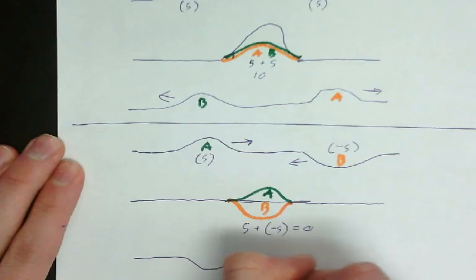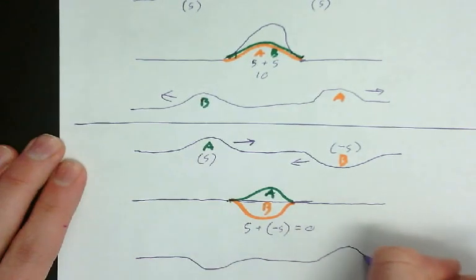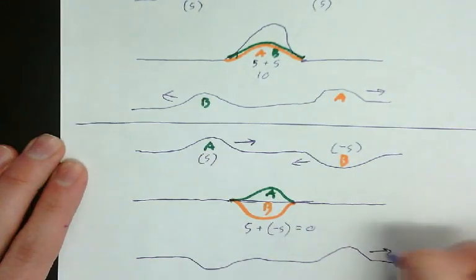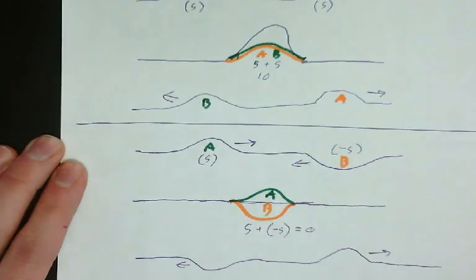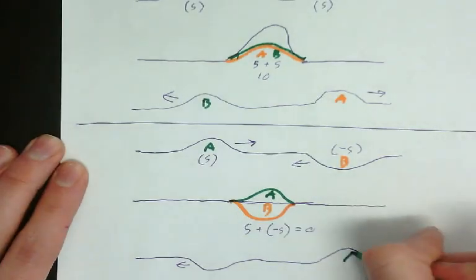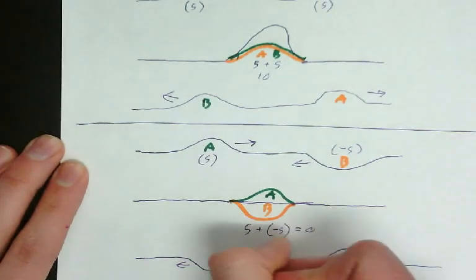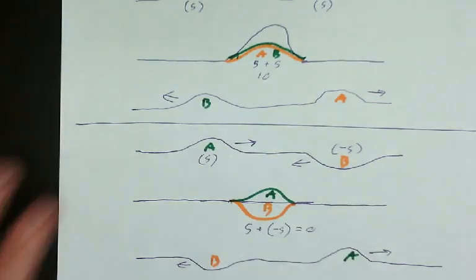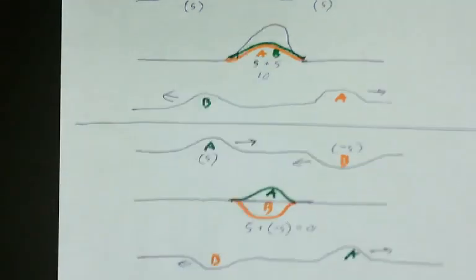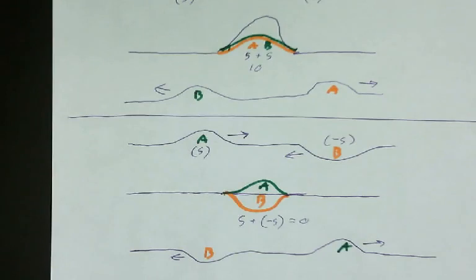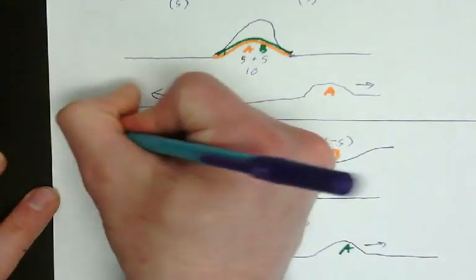So it looks like they bounce off, but they're not a physical thing, so they don't actually bounce off, they actually pass through. So here's A, and here's B. So that's what you get for destructive interference.